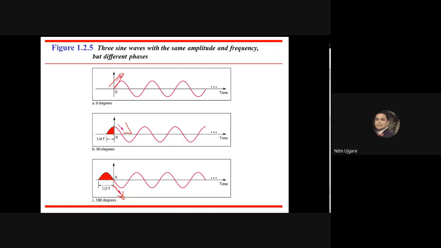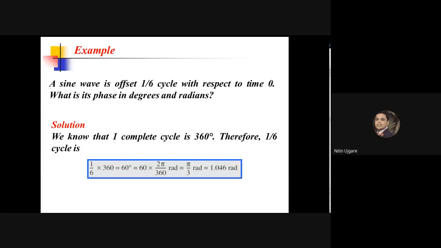Another way to look at phase is in terms of shift or offset. A sine wave with a phase of 0 degrees is not shifted at all. A sine wave with a phase of 90 degrees is shifted to the left by 1/4 cycle. However, that signal does not really exist before time 0. In the third image, a sine wave with a phase of 180 degrees is shifted to the left by half a cycle. However, we can say that the signal does not really exist before time 0. So this is one of the examples.